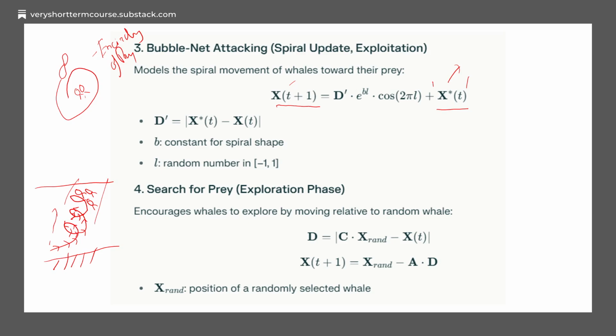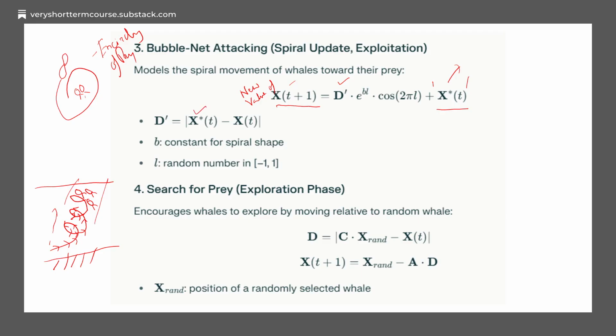So this is the formula for finding the new position or new value of x. And this step will be followed if your value of p, probability, which is a randomly generated number between 0 to 1, is I think greater than or equal to 0.5. Okay. Now how will we find this d prime? D prime you will find by deducting the previous value of x from the optimal value of x.